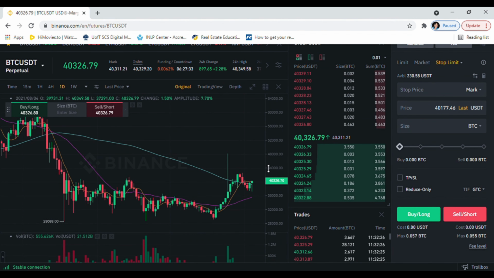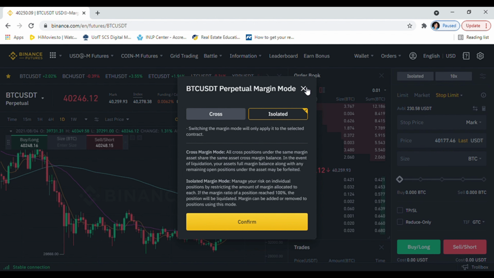If you see here at the top right where I'm hovering, Isolated. Let me click on that. When you click on that, this pops up, and now you see here it says Cross. You can switch to Cross, or you can switch to Isolated. Now what do Cross and Isolated mean?